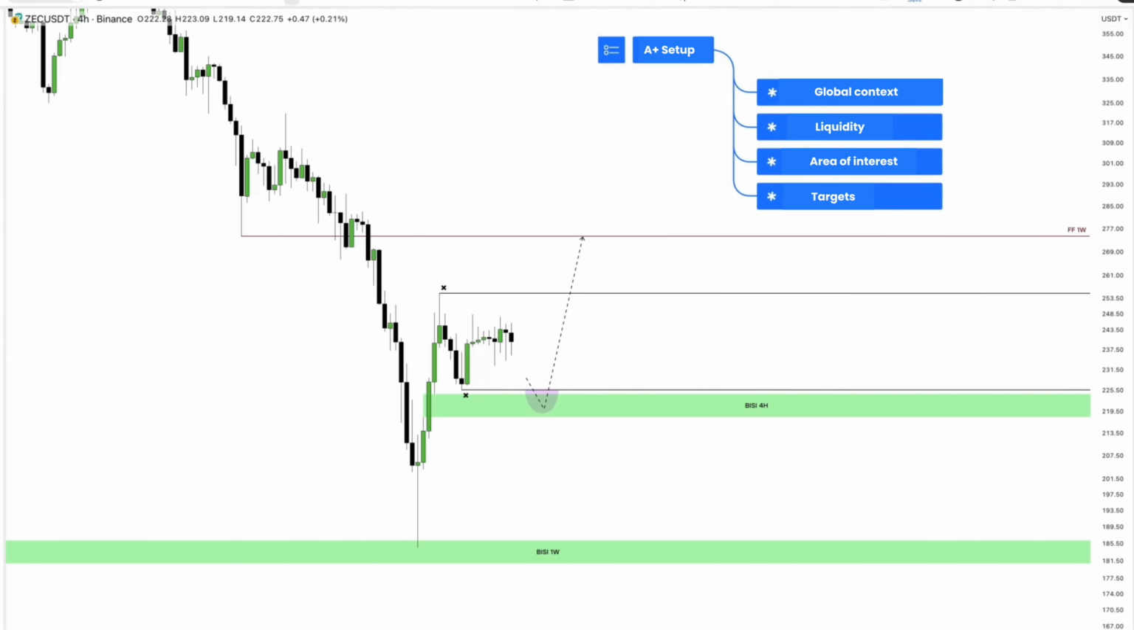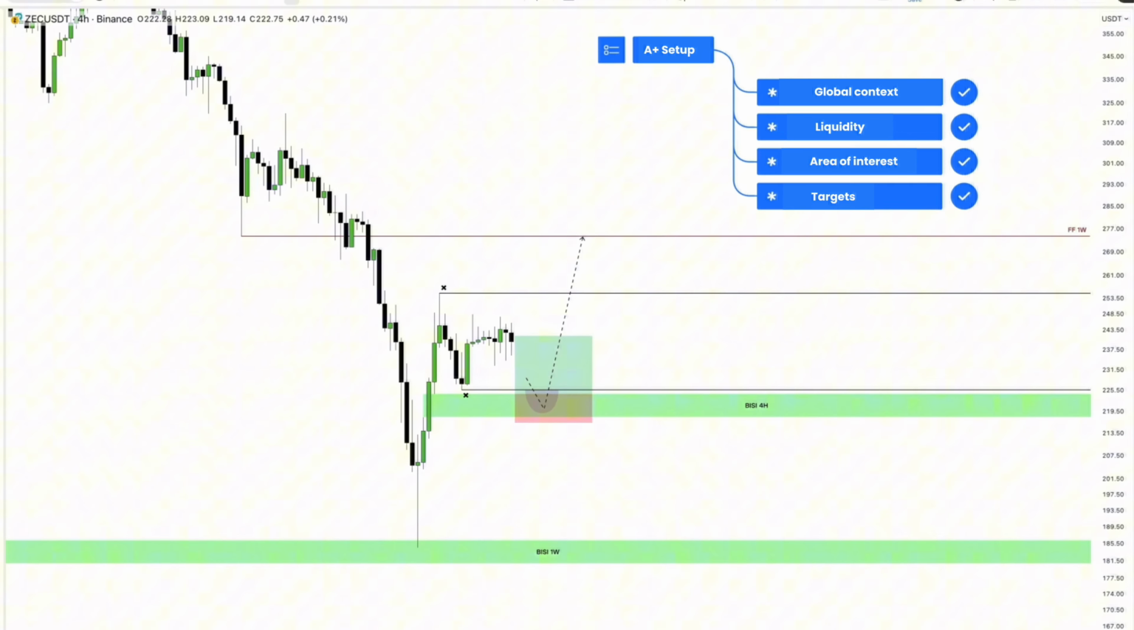Let's return to our checklist. The global context and objective were set on the weekly time frame. But the outlined plan for liquidity sweep and testing the zone of interest are the final criteria that complete the classic A+ setup. We enter the trade in the most conservative way possible.